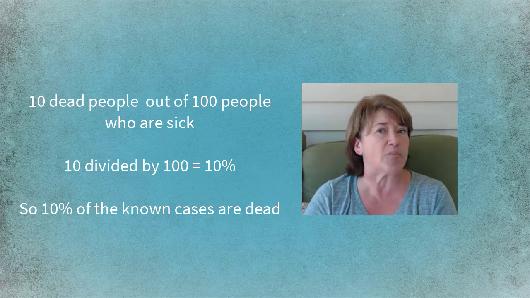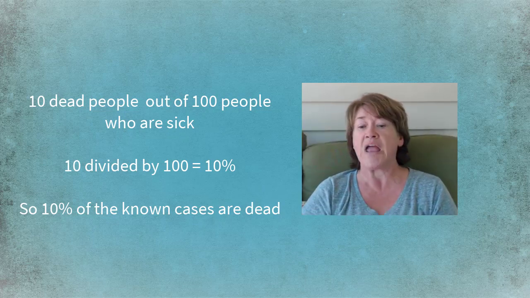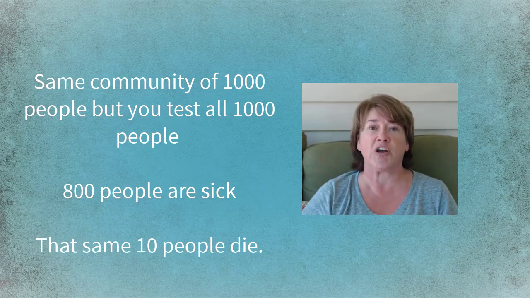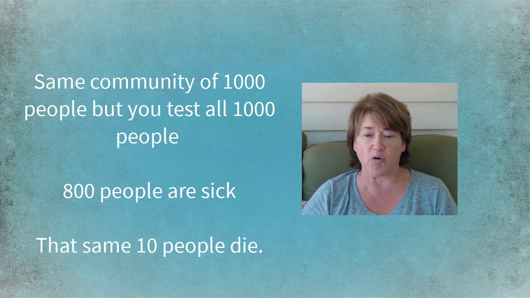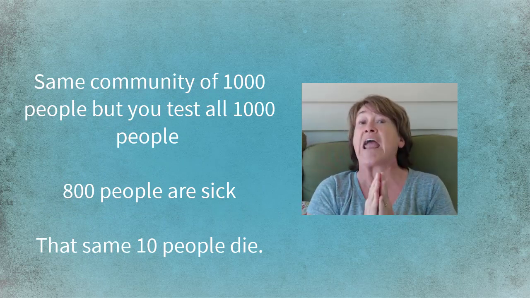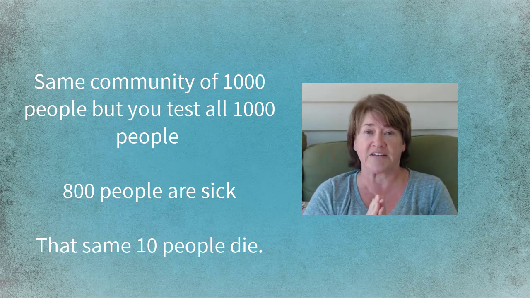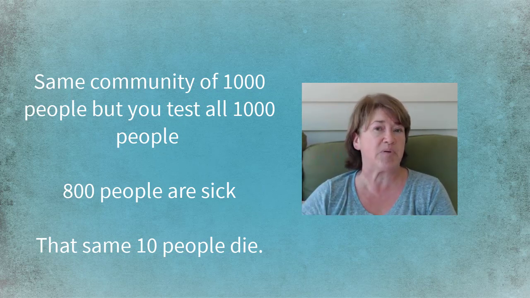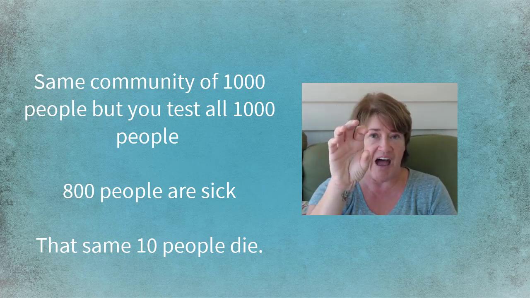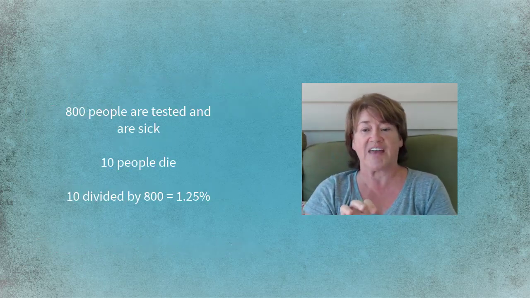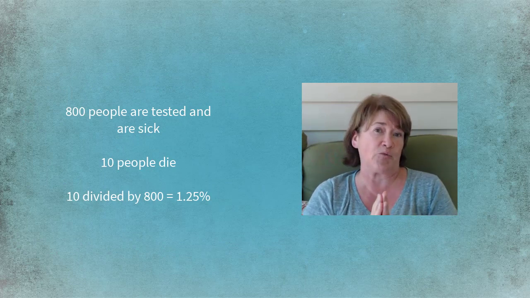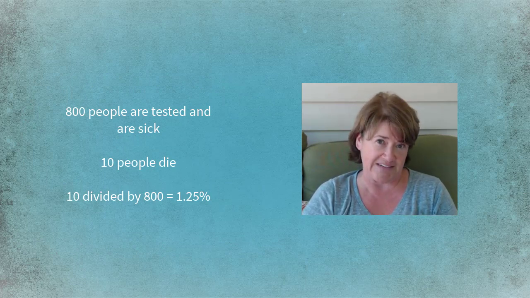Now, let's say you have that same community of 1,000 people, and they test the entire community. They test 1,000 people, okay? Let's say they find out that 800 of those people actually are infected. And now that same 10 people die. Well, now you divide the 10 people that died by the 800 people that were tested, and now that case fatality rate is down to 1.25%.